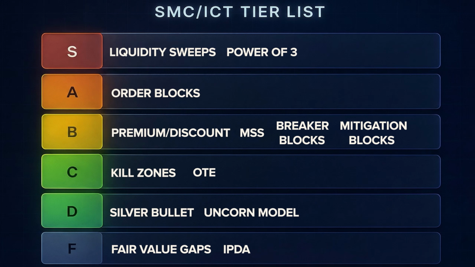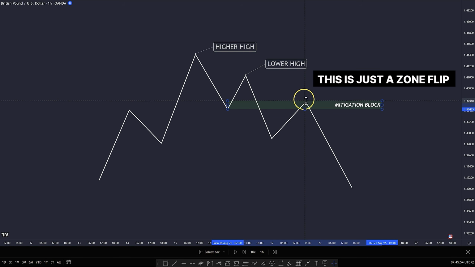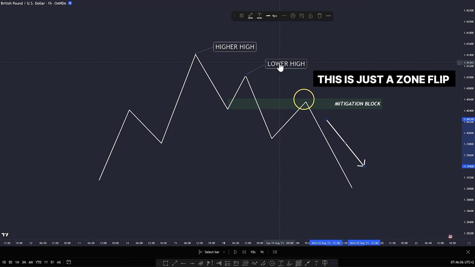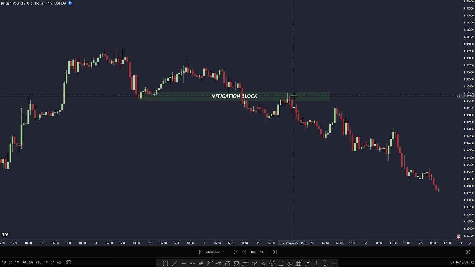Mitigation blocks, B tier. When price returns to a failed order block zone, that's a mitigation block. And just like breaker blocks, this is another zone flip, wearing a fancy hat. Failed support becomes resistance. Traders have used this forever. The ICT framework adds specific rules about which failed zones to watch, which does add some value. B tier. Functional, not revolutionary. Solid old school concept in smart money packaging.